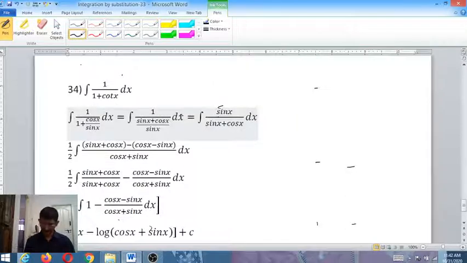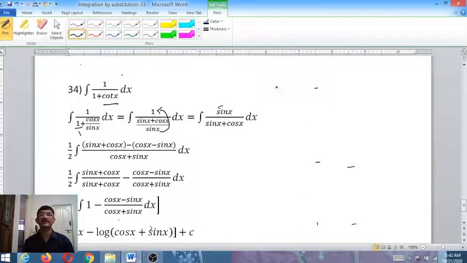Now look at this. I had said 1 by 1 plus cot x. Write cot x as cos x by sin x. Take out the LCM here, sin x plus cos x. Take the sin x to the numerator. Write the numerator as sin x plus cos x. Here look, I am writing minus. Why am I writing minus? If you write plus, what happens? Look here, I want sin x, isn't it?